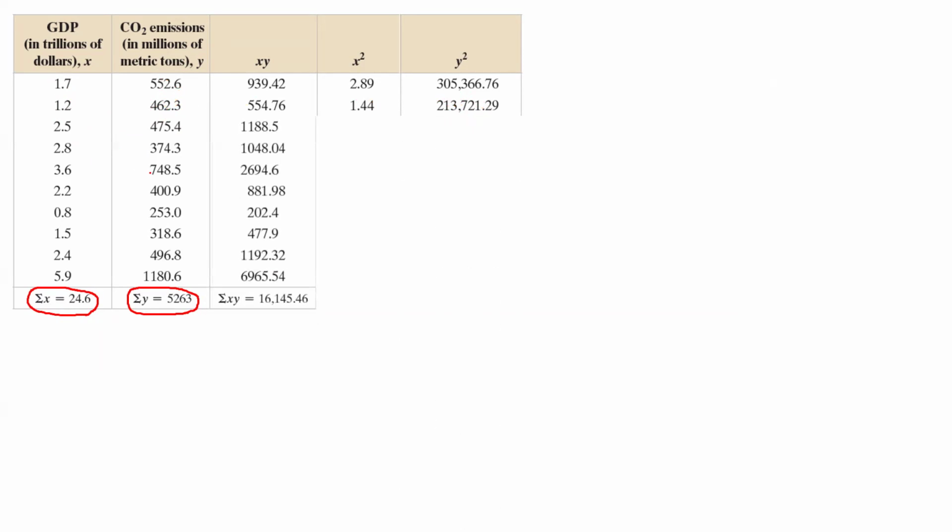So if you multiply x and y's, this is the list. And once you have all of these multiplications, you're going to add them together, the summation of x times y's. Multiply each x by itself, and then add them together to calculate the summation of x squared.